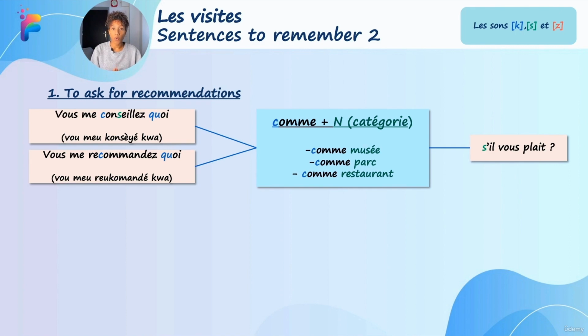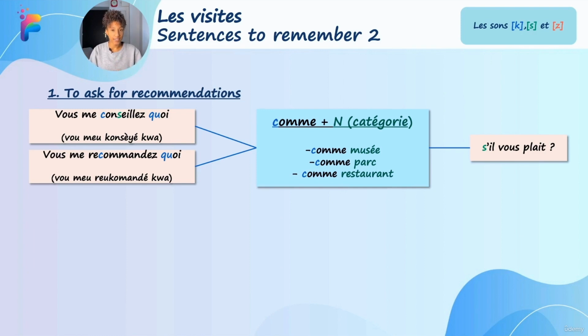Vous me conseillez quoi comme musée, s'il vous plaît? What kind of museum would you suggest, please? Vous me conseillez quoi comme parc, s'il vous plaît? What kind of park do you suggest? Vous me conseillez quoi comme restaurant, s'il vous plaît? What kind of restaurant do you suggest?